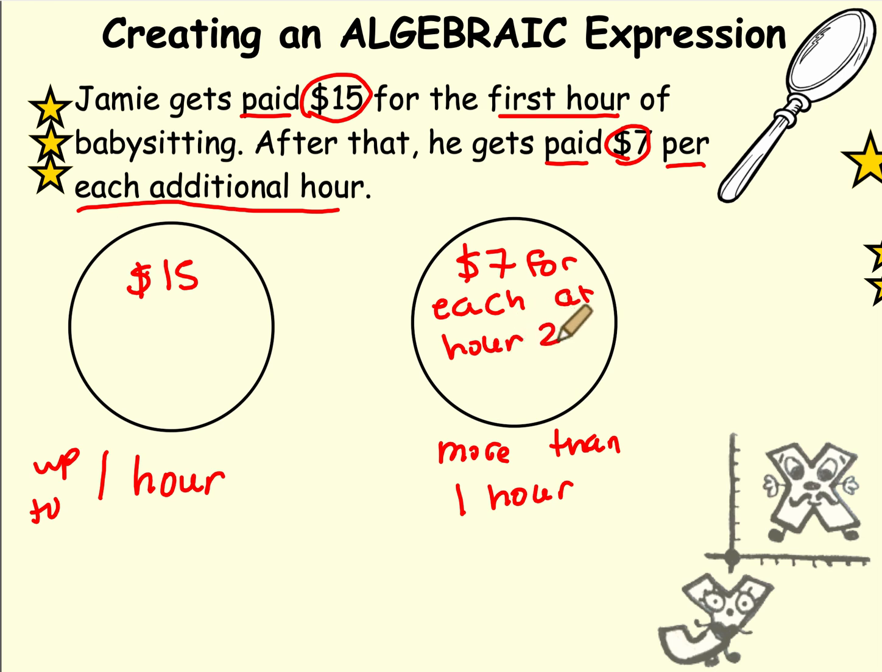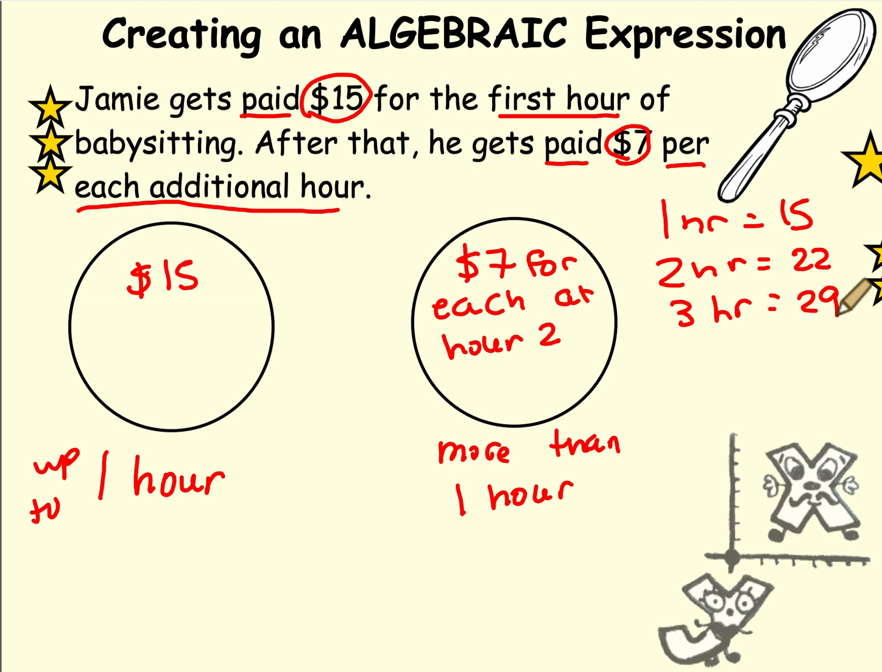Okay. So, what if he works only 1 hour? What would he get? What if he works 2 hours? What would he get? He would get the 15 plus 7 more, which makes 22. If he works 3 hours, what would he get? He would get 15 plus 7 plus 7, which is 29.